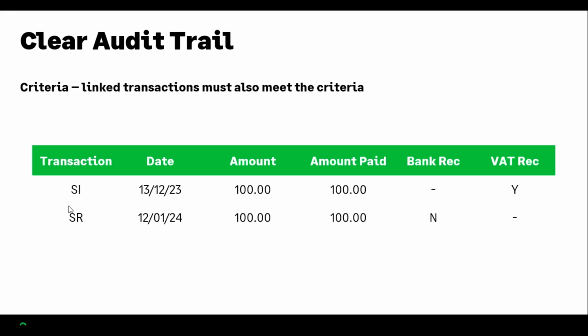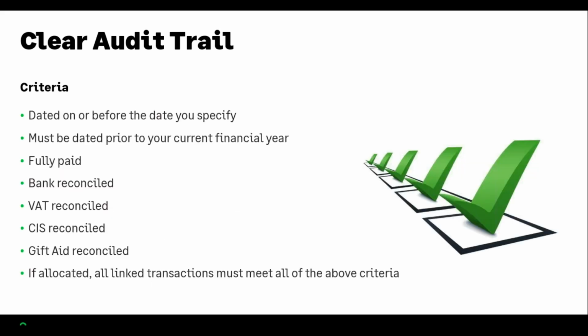So they essentially are the criteria. Just to quickly flick back to that one. Dated on or before the date you specify, must be dated prior to the current financial year, fully paid, bank reconciled, VAT reconciled, CIS reconciled if applicable, same with gift aid reconciled if applicable. And if allocated, all linked transactions must meet that criteria. If your transaction is a yes in all of these, when you run the clear audit trail process, it will be deleted. If it's a no in any single one of them that's applicable, it won't be deleted.